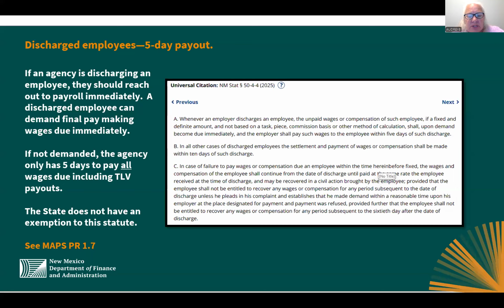Is the final worked hours and TLV hours on the final check? Yes, as long as central payroll is provided with that information, both the final worked hours and the TLV hours are on the final check.